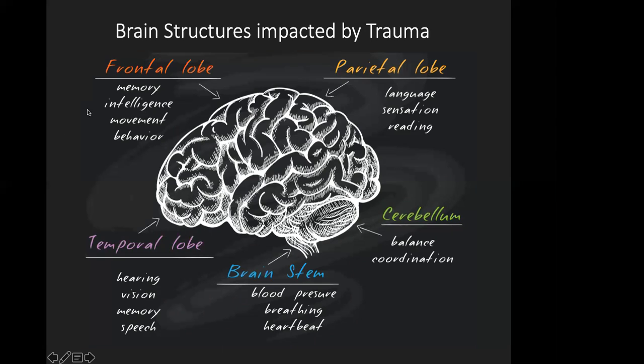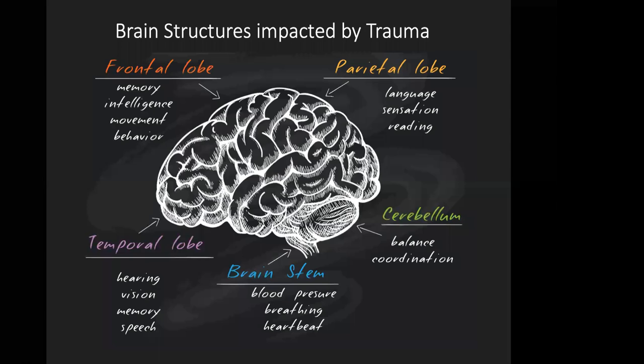Further up into the brain, we see the parietal lobe is affected. So that's where we work on language, sensation, and reading. Those language processing skills are known to be significantly impacted by trauma.